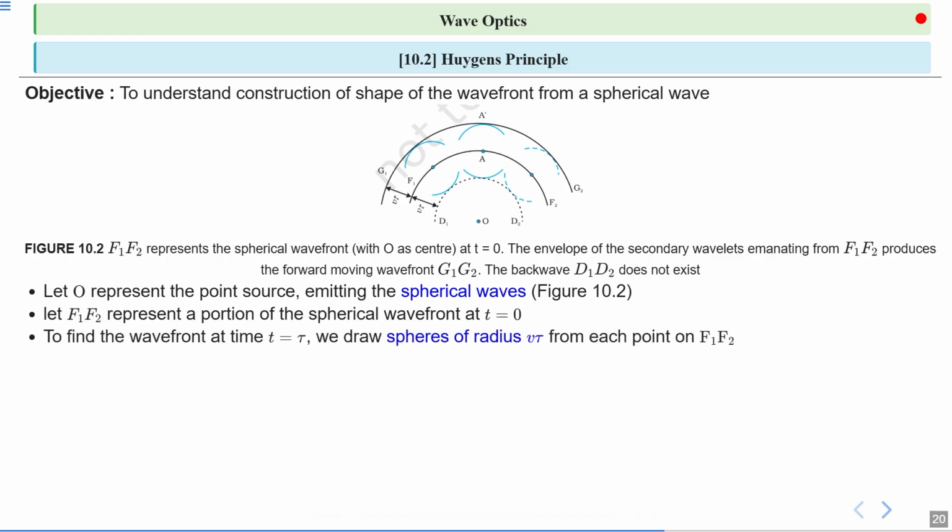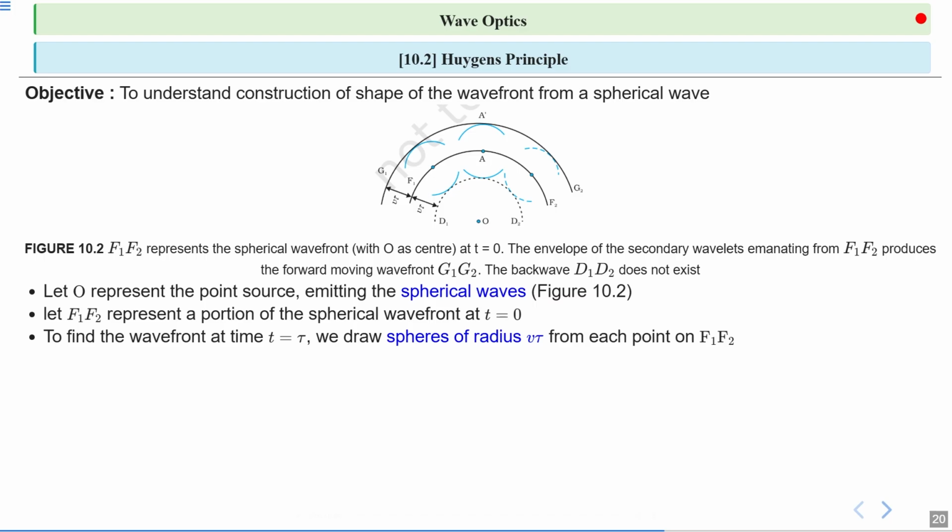To determine the wavefront at a later time t equals tau, we draw spheres with a radius of v tau from each point on F1, F2. This is a critical step because it shows how the wavefront evolves over time. The radius v tau represents the distance the wave travels in time tau. The speed of the wave is v, and speed times time gives the distance traveled by the wave.